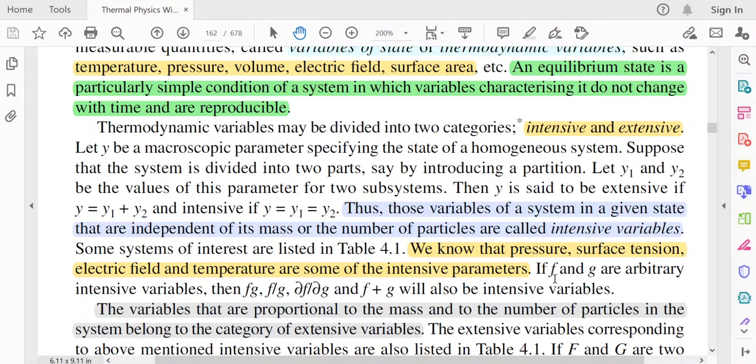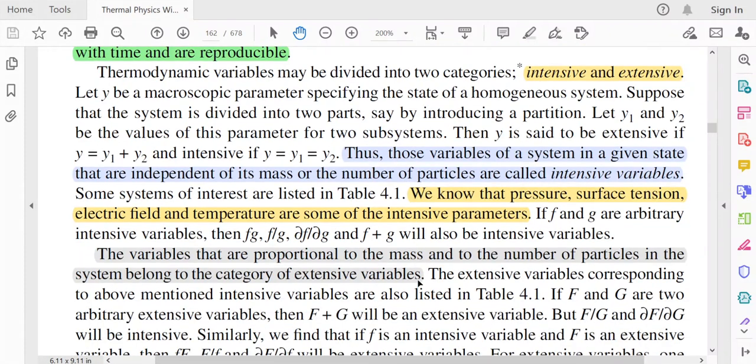If small f and small g are arbitrary intensive variables, then f into g, f by g, del f by del g, and f plus g will also be intensive variables. So if f and g are intensive variables, the multiplication of f and g, the division of f and g, the differentiation of f with respect to g, and the summation of f and g are all intensive variables.